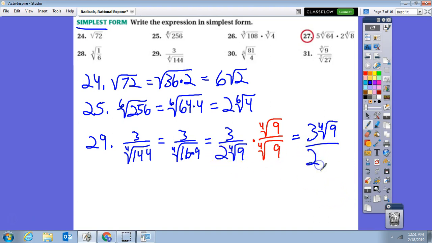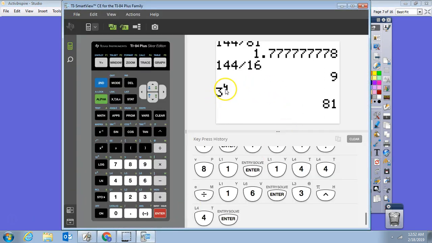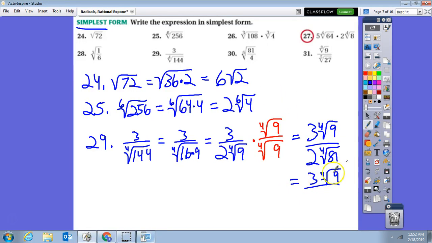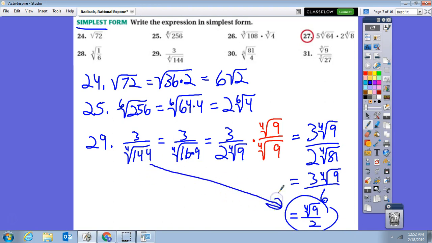On the bottom, the 2 stays on the bottom. The 4th root of 9 times the 4th root of 9 is the 4th root of 81, which is a perfect 4th power. The 4th root of 81 is 3. How do I know? Because 3 to the 4th power is 81. So 3 is the answer to this, times the 2 in the front is 6. So the only thing that you can do here is take this 3 over 6 and reduce it. 3 over 6 is 1/2. So the 4th root of 9 over 2. A lot of work for something that looks still pretty ugly.